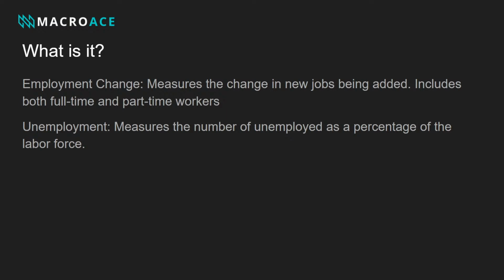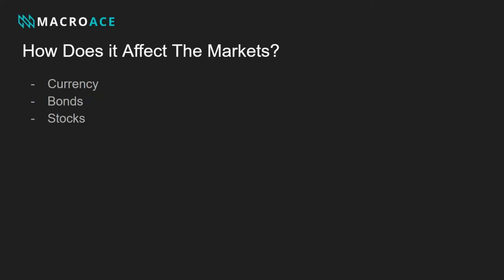So employment change measures the change in new jobs being added, includes both full-time and part-time, similarly to the US release for non-farm payrolls. Unemployment measures just the number of unemployed as a percentage of the labor force within Canada. How does it affect the market? So for currency, you would see a positive reaction where if you do see a stronger than expected reading on the employment change data, then you'd expect a positive reaction from the currency. Bond prices, you would expect to see a movement towards the downside as yields could see a movement towards the upside.